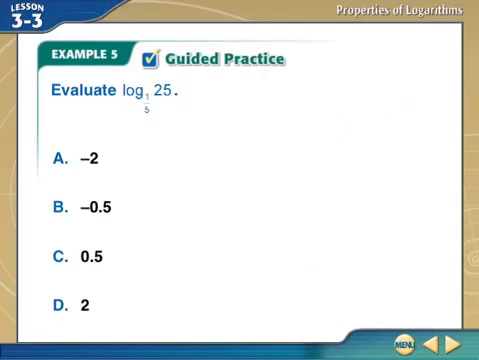In example 5, you're asked to evaluate log base 1/5 of 25. I want you to go ahead and work this problem out. You have 4 choices, A, B, C, and D, and then I would like you to submit your answer.